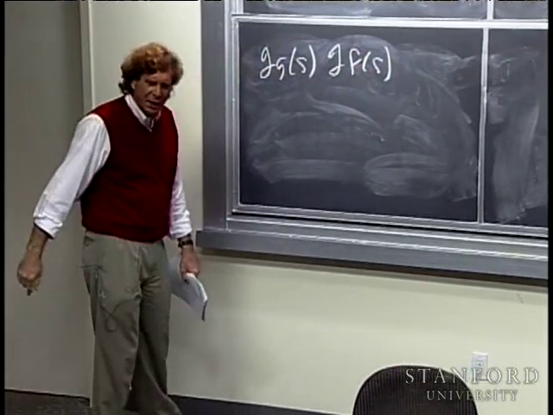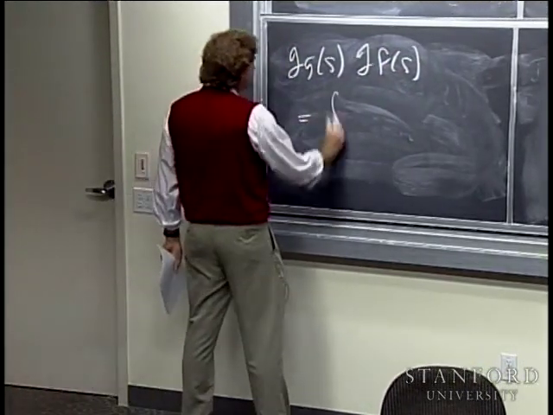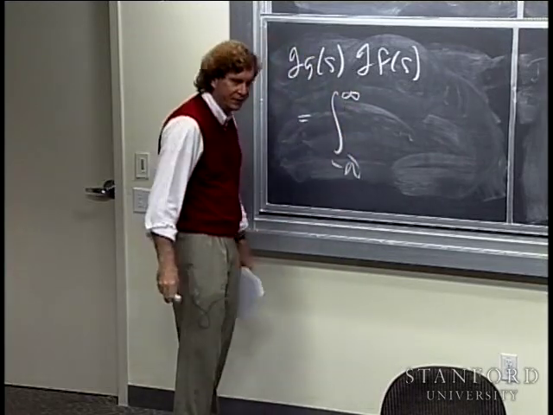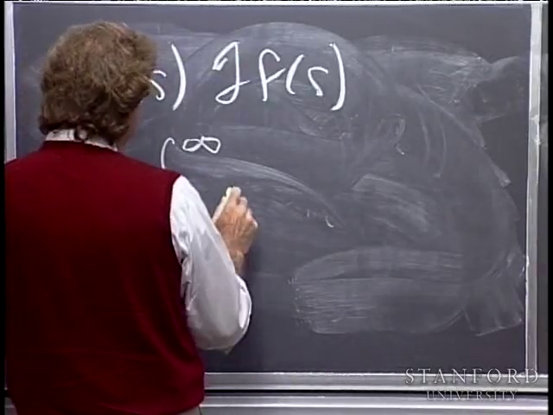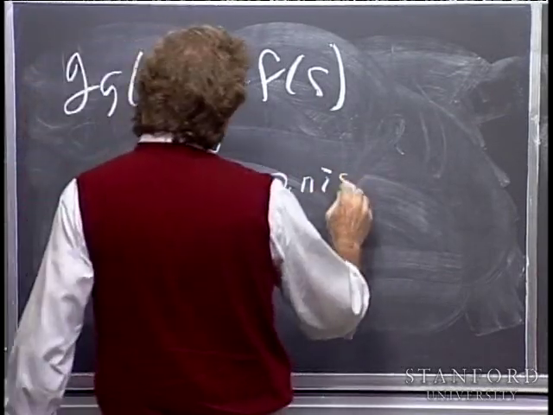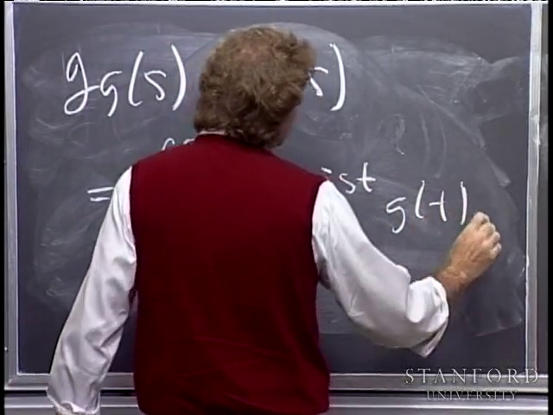So I want to suppose the problem's solved. So suppose I look at the Fourier transform of g at s times the Fourier transform of f at s. All right, and I just play with this. What happens if you multiply the two spectrums? Well, the Fourier transform of g is the integral from minus infinity to infinity. I have no recourse here but to go to the definition. Minus infinity to infinity, e to the minus 2 pi i st, g of t, dt.